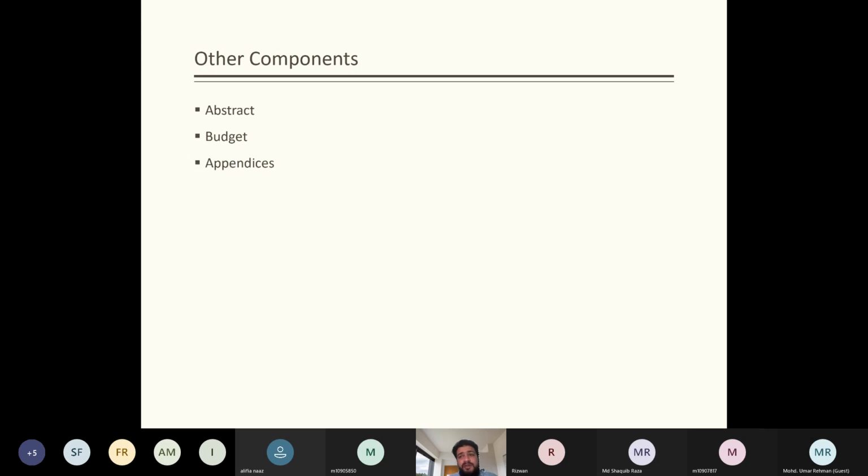And appendices: if the topic you're researching is too complicated, then you need to include more discussion of the topic to give a better understanding. You can have appendices and discuss those sections in that area.